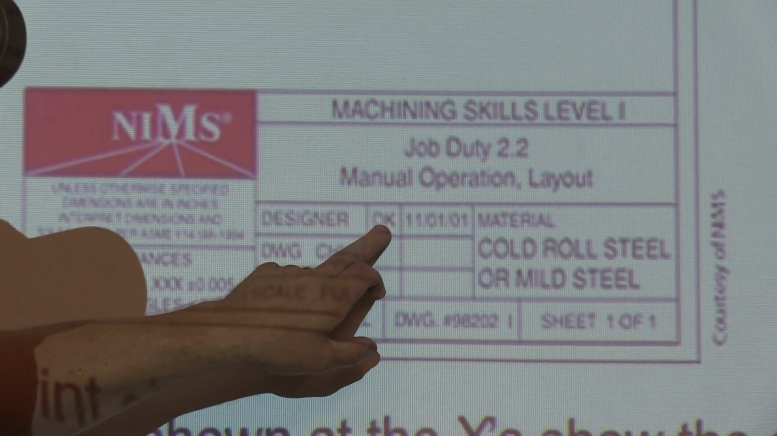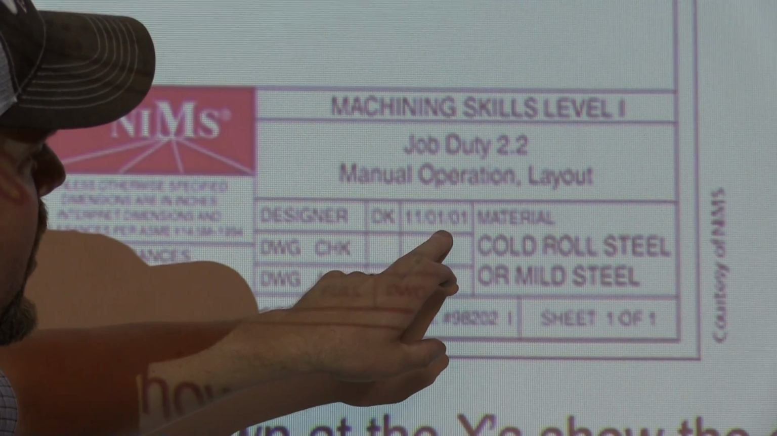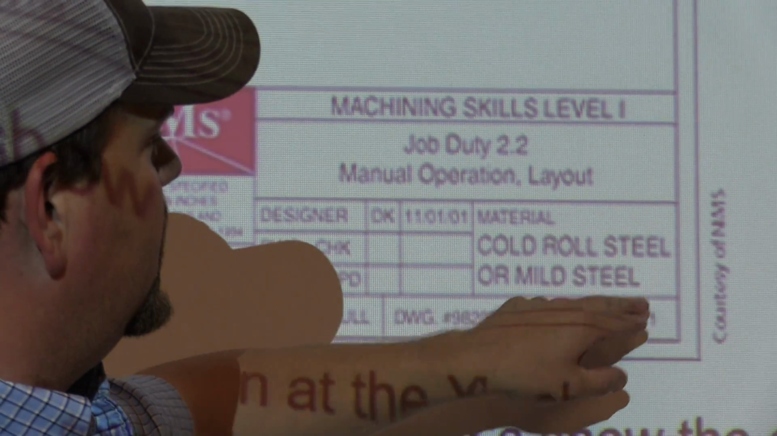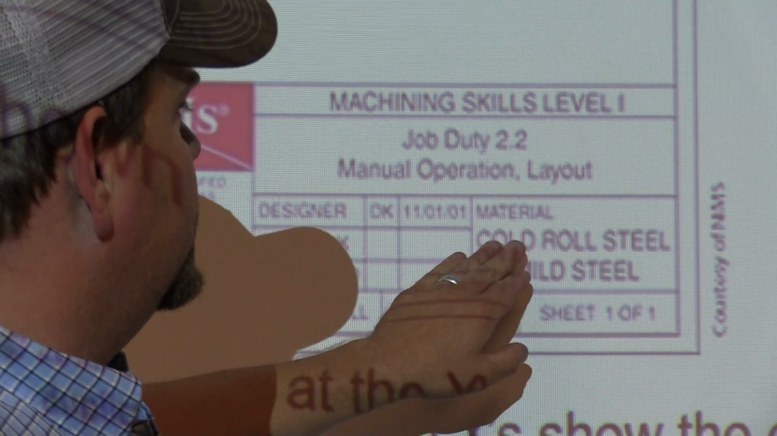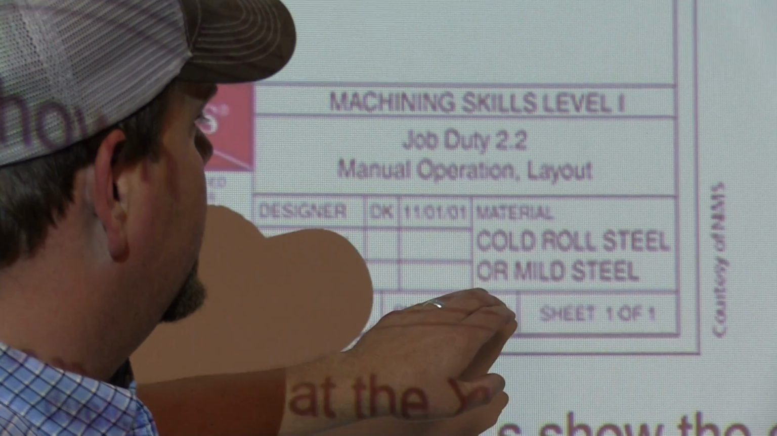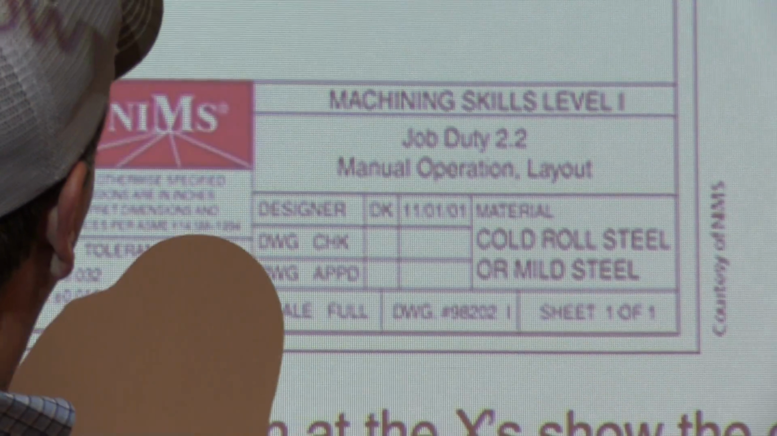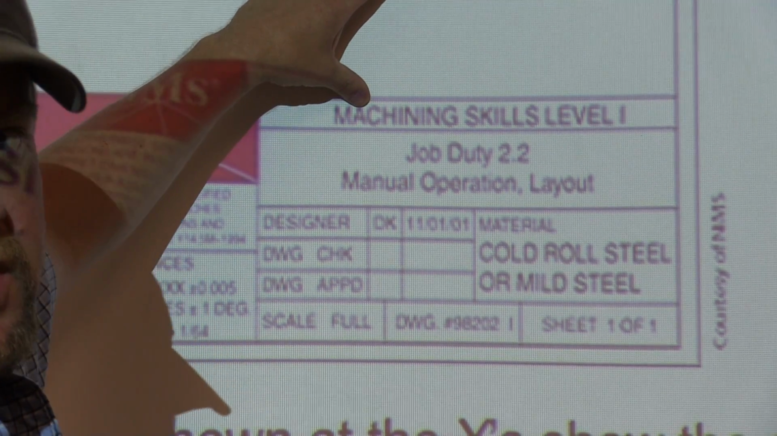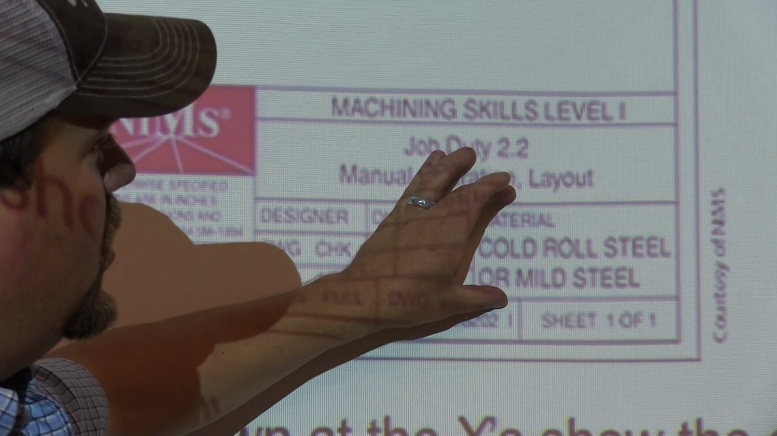First of all is the designer. It's going to tell you who drew it up, what date it was drawn, the material. So here's cold rolled steel or a mild steel. Sometimes you might see it as CRS. If you have several different components with it, you'll usually have a bill of materials. This one only has one component, so there's only one set here.